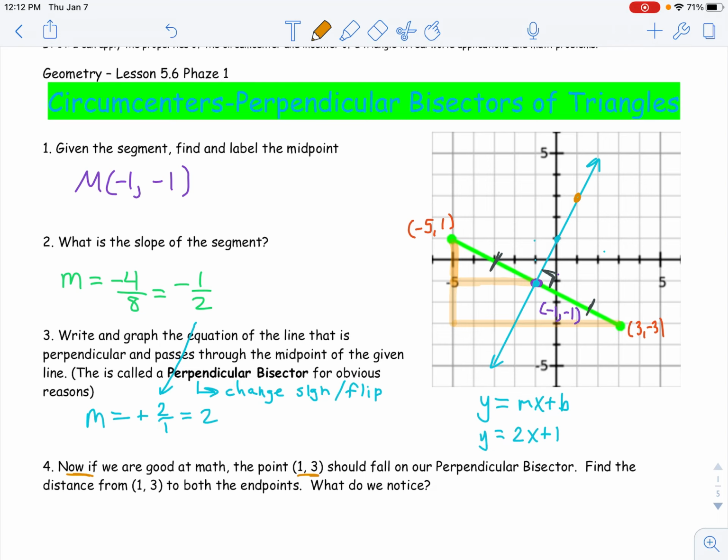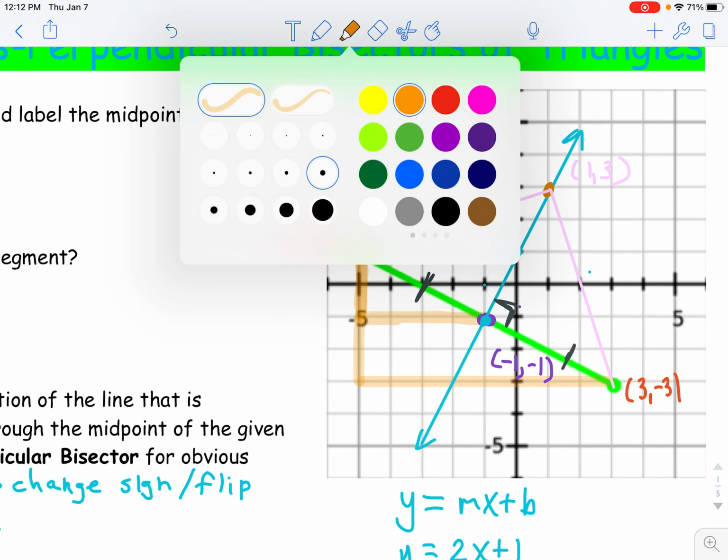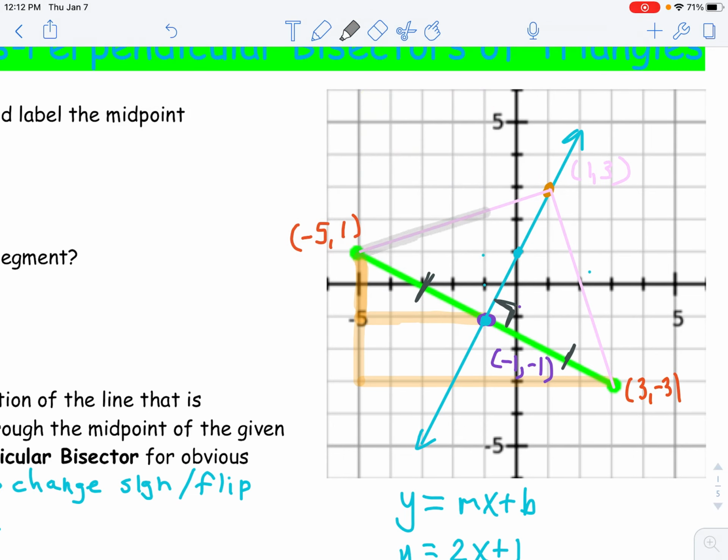All right, we're gonna find the distance from 1, 3 to both of the endpoints. So what it's saying is that I wanna find this distance, and remember this was 1, 3, and then that distance as well. We're gonna find these two pink distances, and we have the distance formula. We practiced that a billion times lately. Let's use the Pythagorean theorem shortcut.